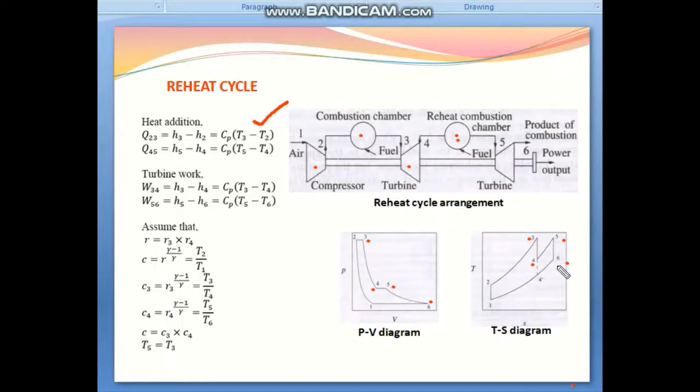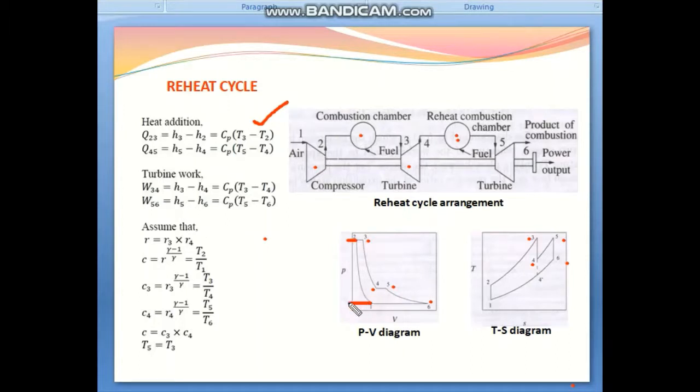This is the 5 to 6, the second turbine expansion process. Another thing that we are going to assume is the pressure ratio, that means the maximum pressure ratio, that is R, that we have seen earlier. R is the maximum pressure ratio P2 by P1.